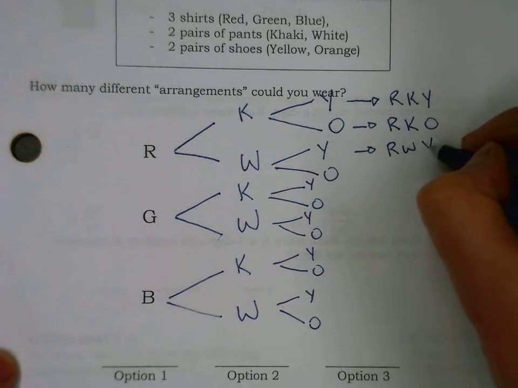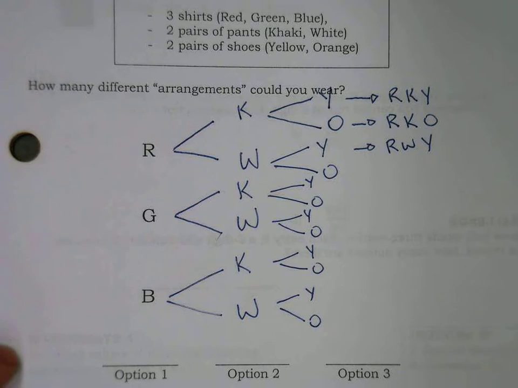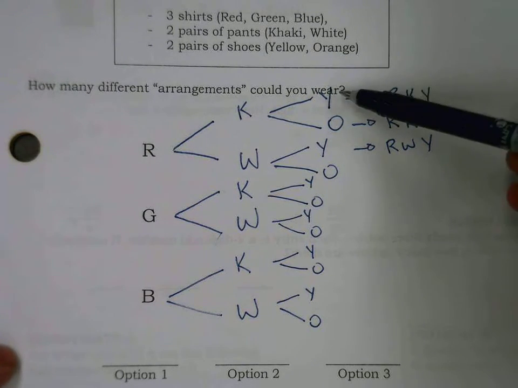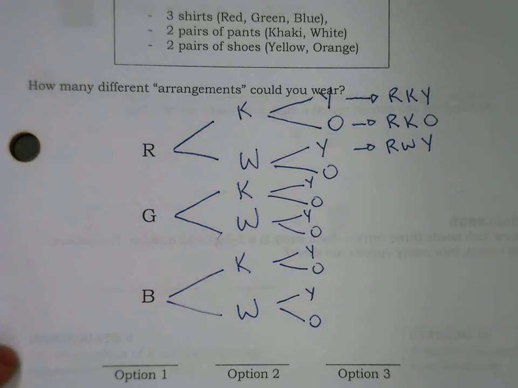Now, I won't write all these down because it would take a bit of time, but how many different arrangements could you wear is the question. And if we did write them all out, there is 1, 2, 3, 4, 5, 6, 7, 8, 9, 10, 11, 12 different options. 12.